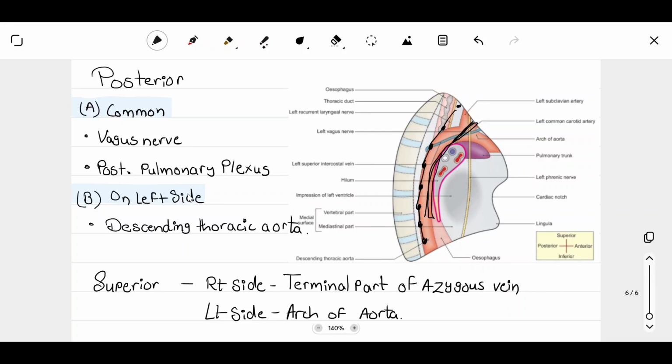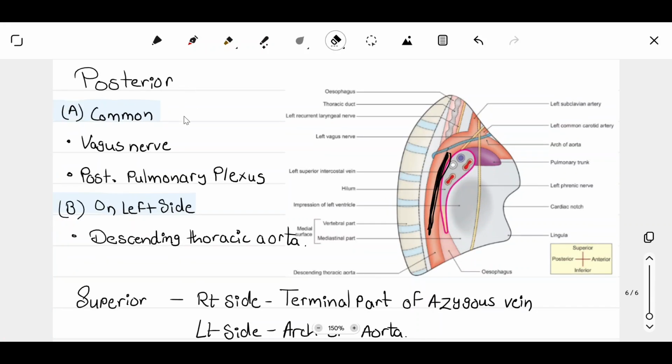So again, the specific relation on the left-sided lung is the descending thoracic aorta. Rubbing all this for you, I have again this descending thoracic aorta, which is specifically present posterior to the left-sided lung, posteriorly to the root of the left-sided lung. So done with the posterior relations.